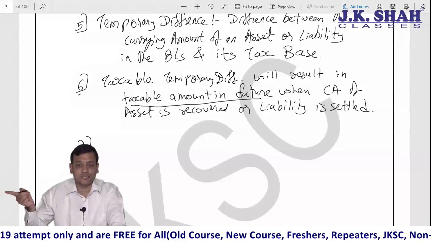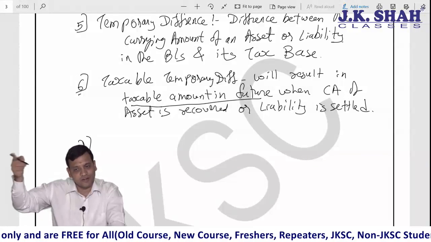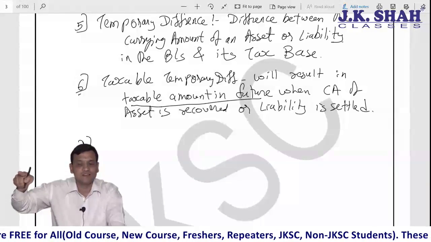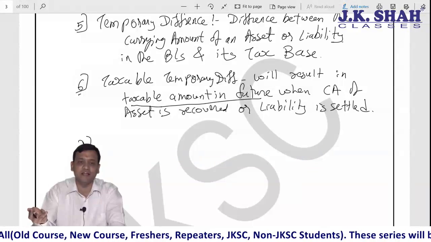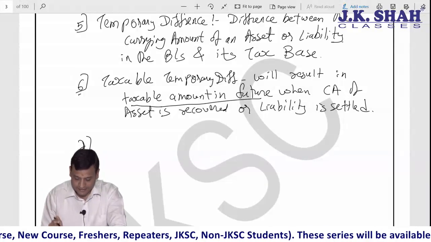So if you earn 100 revenue in accounts, there will be 100 revenue in tax also, against which deduction will be only 70. So I will end up paying tax on 30 rupees.